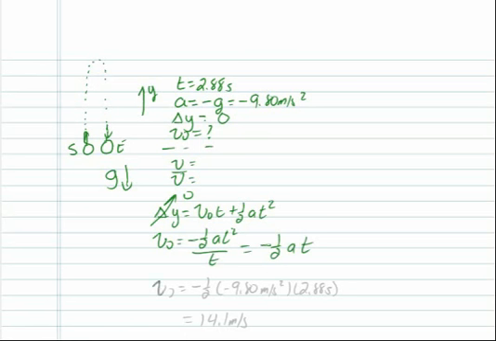And now we can substitute in: v0 equals negative 1/2 times negative 9.80 meters per second squared times 2.88 seconds, and we end up with a positive 14.1 meters per second, which seems reasonable given the problem, and it agrees with our axis. We called y up, the initial velocity is up, so they should both be positive.